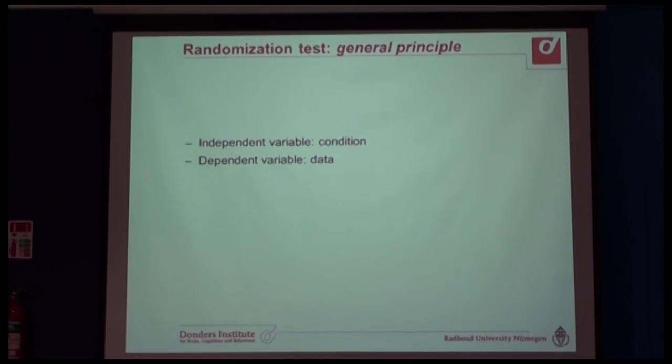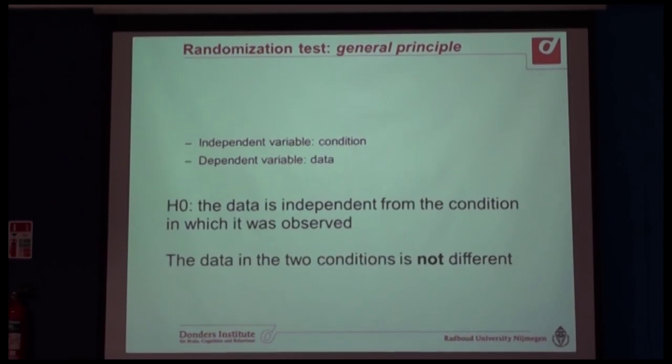Okay, so the general principle of a randomization test is that we consider the data. We have an independent variable and we have a dependent variable. The independent variable is the one that you've experimentally manipulated. That's the condition in which you observe the data. And what we assume is that the data depends on the condition in which the data was observed.